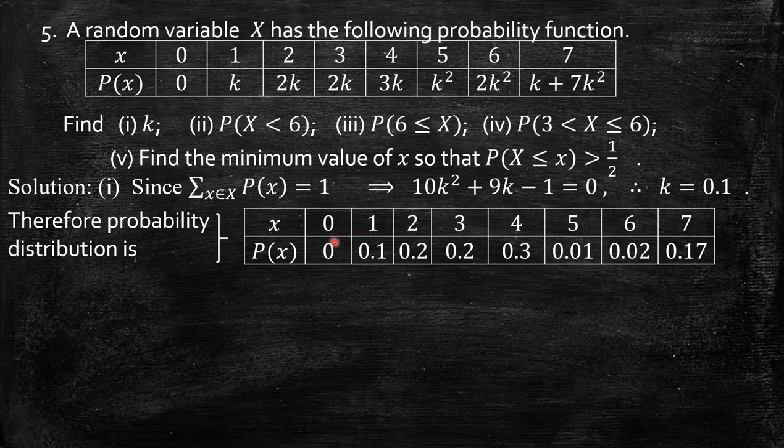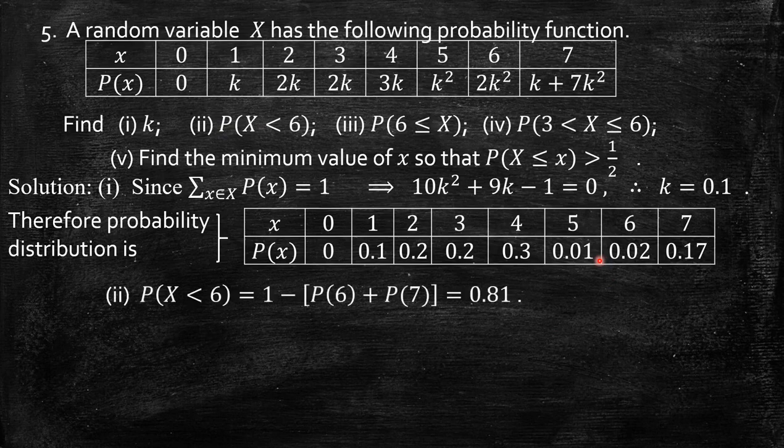So when x equal to 0, it is 0. When x equal to 1, 0.1. When x equal to 2, it is 2 times 0.1. Simplify, all these numbers we will get. So now I can go for computing all these probabilities. So the probability of x less than 6 means up to 5, adding all the probabilities.